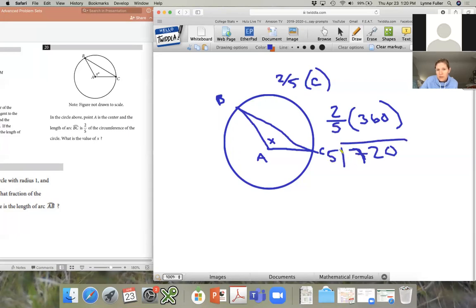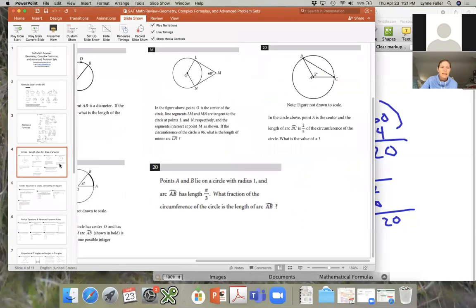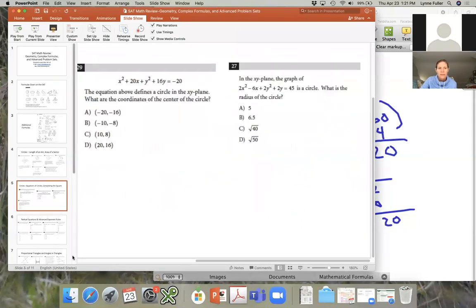Notice that I'm doing long division because this is math, no calculator, so I'm not picking up my calculator here. 5 goes into 7 once, I'm left with 22. 5 goes into 22 4 times, minus 20, bring my 2 down, and 5 goes into 20 4 times. So the angle of X would equal 144. So you can use length of an arc in a few different ways. You can use it from the degree, you can use it from the side length. There are a few different things.